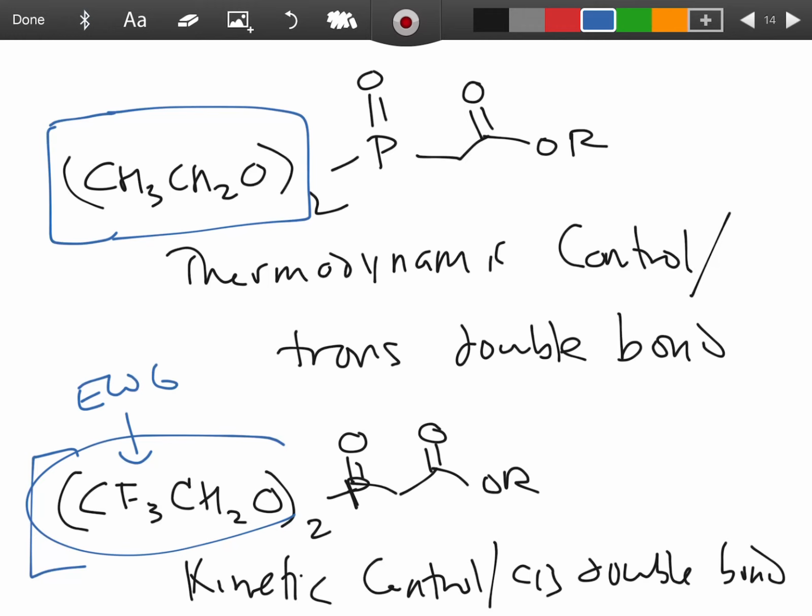How is that going to make my product look? Now, we can later go over how you get from the chair to the straight chain thing. But I just wanted to show this is how you use it as you look at your chair. You're like, okay, which groups are axial, which groups are equatorial, and then you can translate that to the actual product.